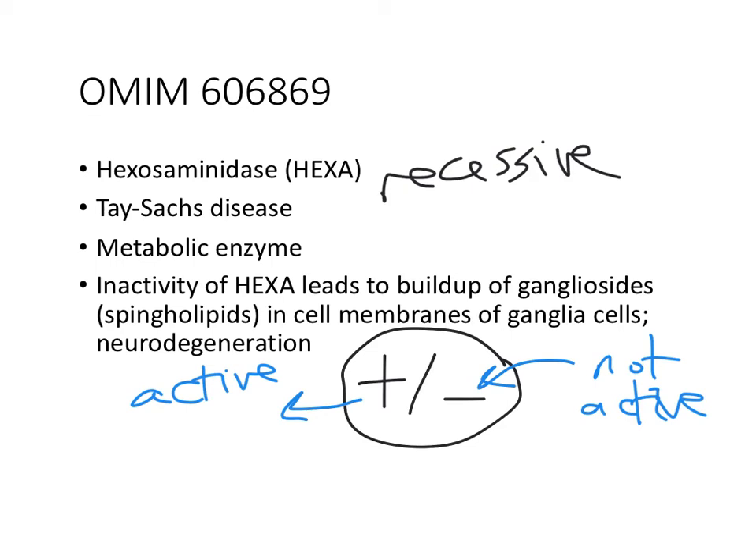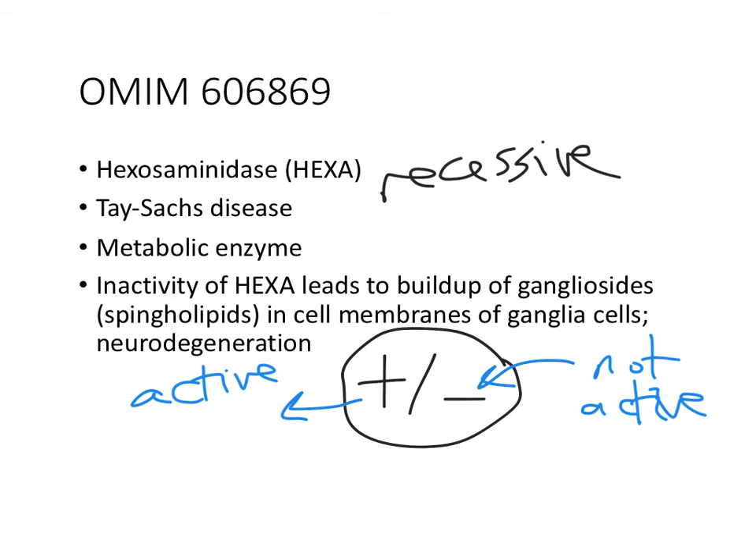A homozygote recessive, or homozygote for that mutation, makes no enzyme, can't clear the gangliosides from their cells, so they develop the disease. That's why this is recessive. Question? I was just going to ask if they were less affected at it, but you kind of answered that.